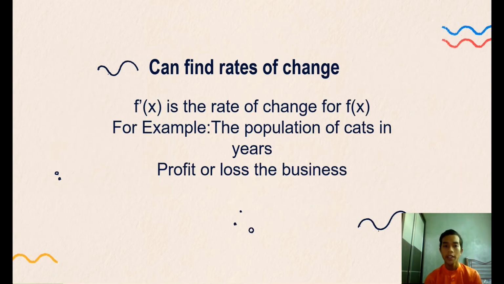Firstly, differentiation can find the rates of change. We all know that f prime x is the rate of change for f(x). For example, in our life we can find the population of cats over the years. By using the method of differentiation, we can determine whether the population of the cats is increasing or decreasing. Besides that, we can also know the profit or loss for a business.